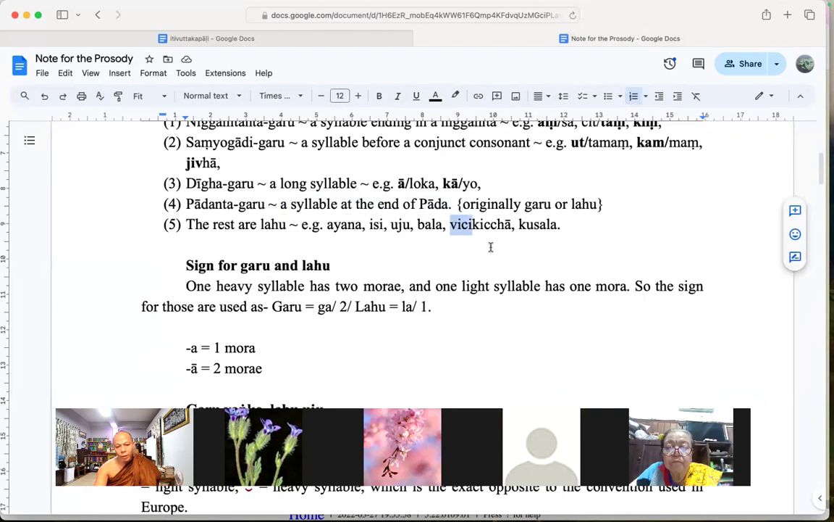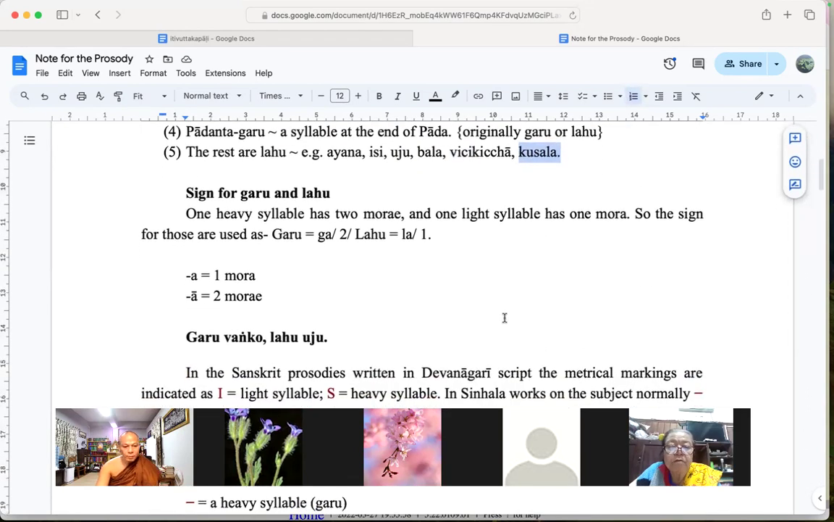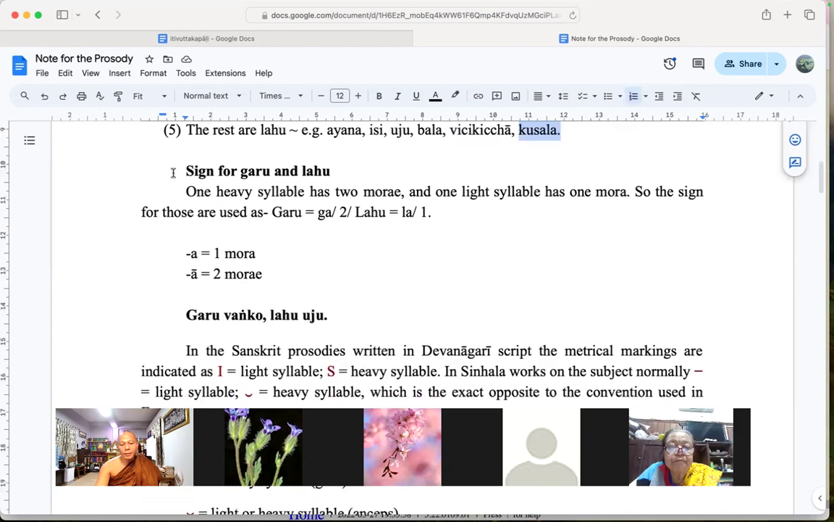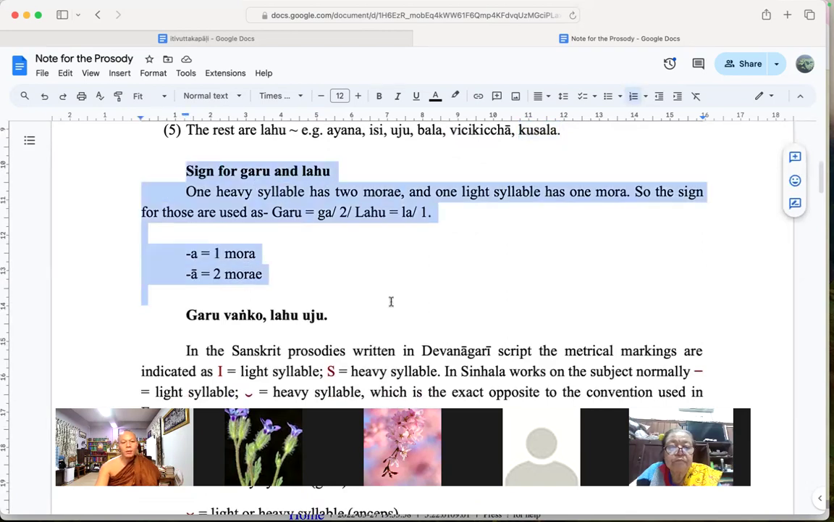But ke is garu because of before the double consonant, conjunct, and the gu lahu, sa lahu, la lahu. Okay, now you notice lahu and garu. Okay. And then, this one is just information for you.